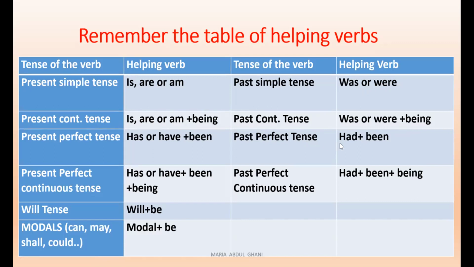Past perfect tense: had been. Past perfect continuous tense: had been being. Perfect being, continuous being. You can memorize them and you will never make a mistake when you say perfect being, continuous being. Memorize this very well in order to change from active into passive correctly.